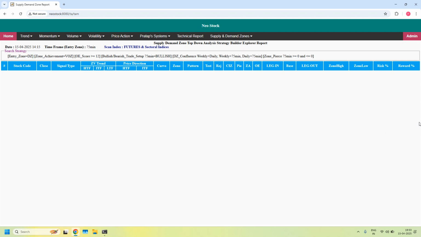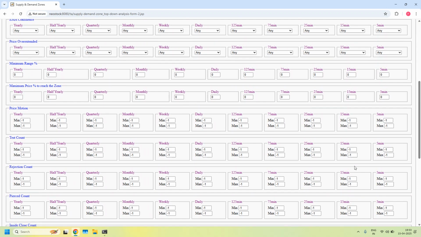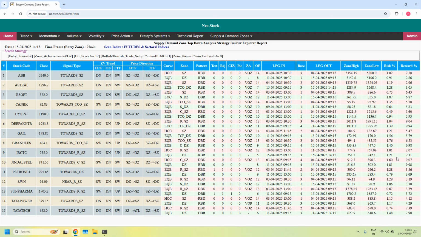Next we will look into bearish trade setup for weekly income trade. Entry time frame 75 minutes. Entry zone 75 minutes supply zone. Bullish or bearish trade setup at 75 minutes, I am selecting bearish. Zone achievement VOZ, minimum order enhancer score 12. And the 75 minutes supply zone should not be pierced. So in the pierced count at 75 minutes time frame, minimum value 0, maximum value 0. With these filters, we got 15 stocks.